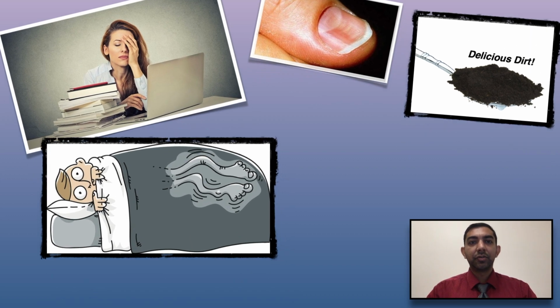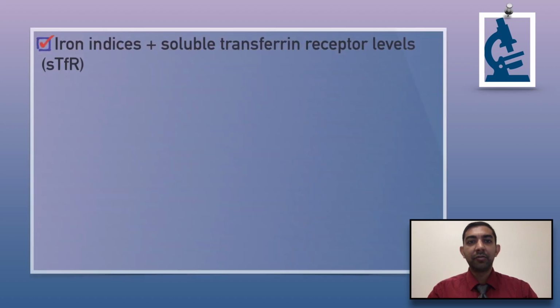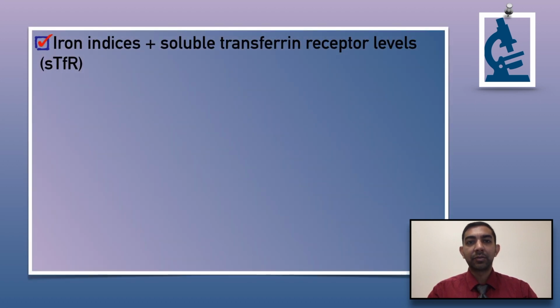Now, investigations for iron deficiency anemia include looking at the iron indices along with soluble transferrin receptor levels. Low ferritin levels are usually diagnostic of iron deficiency anemia, where a ferritin level below 18 micrograms per liter is directly diagnostic of iron deficiency. Other investigations include looking at indices.